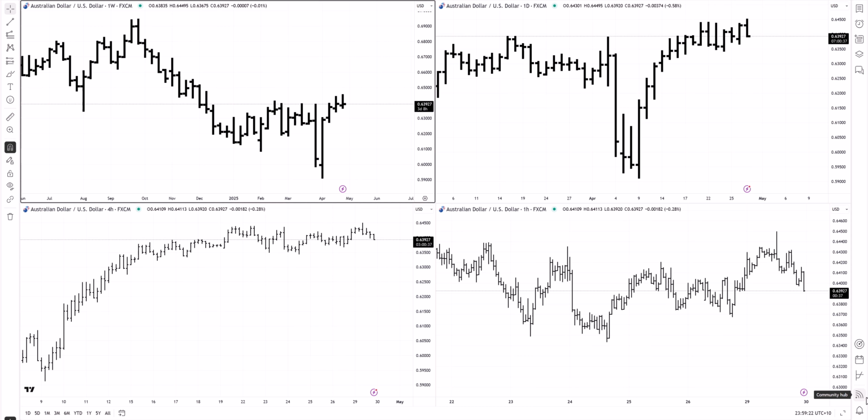I'm recording this right on midnight, as you can see there, 11:59 p.m. Sydney time on Tuesday, the 29th of April, about to be the 30th of April. We spoke about the Aussie dollar on Sunday night's episode of the Forex Form Guide.